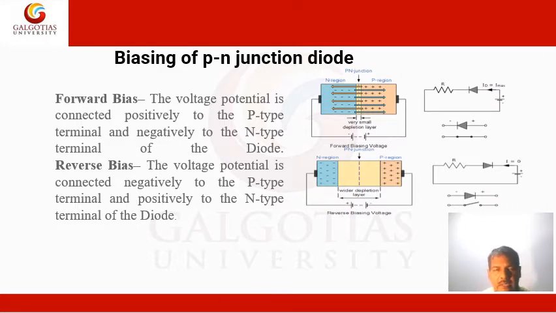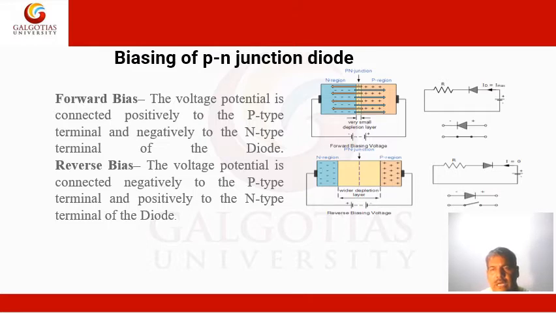Now we have to discuss forward bias and reverse bias. Forward bias is when the voltage applied across the junction is connected positively to the p-type terminal and negatively to the n-type terminal of the diode, as shown here in the diagram. So if the p-type region is connected with the positive terminal and the n-type region is connected with the negative terminal, this is named forward bias. The circuit diagram is shown here on the right side.